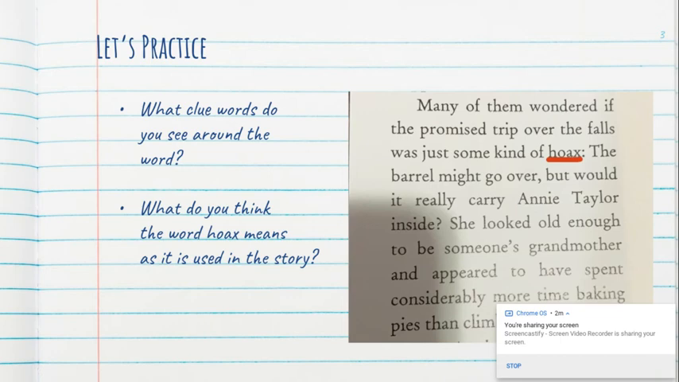Based on the clues, I'm going to give you a minute. I want you to see if you can figure out what hoax means. If you said a trick or something along those lines, you're probably right, because it says they wondered if the trip over the falls was just some kind of trick. The barrel might go over, but would it really carry Annie inside? So they're thinking that she's trying to trick them, and she's not going to actually be in the barrel as it goes over. All right, let's go on to our next one.